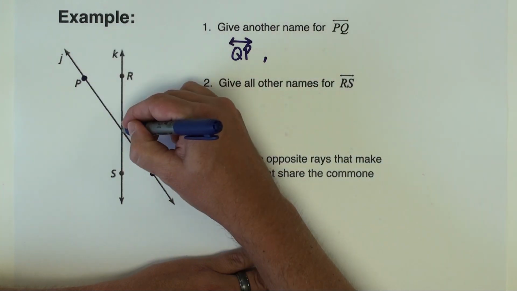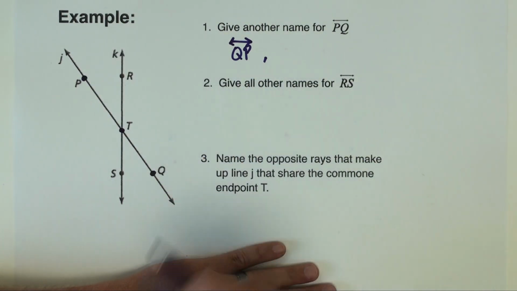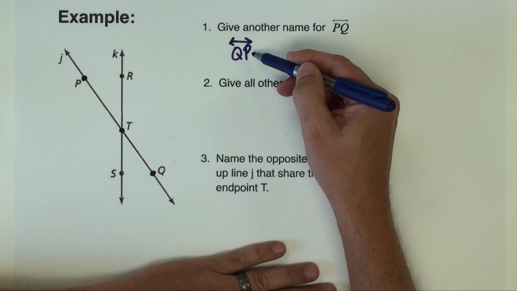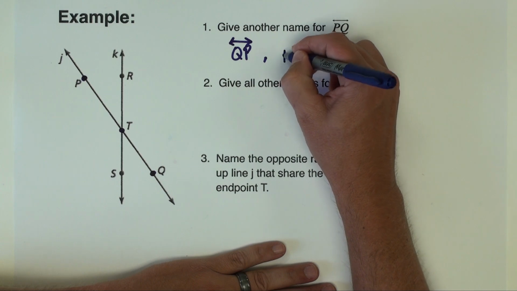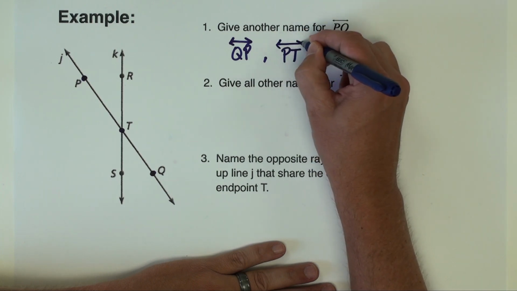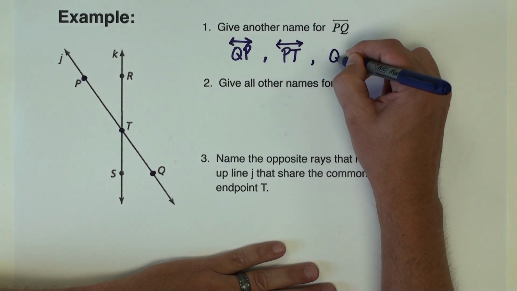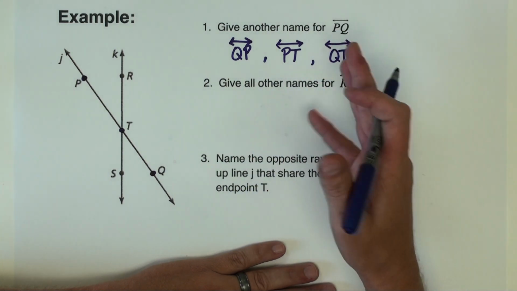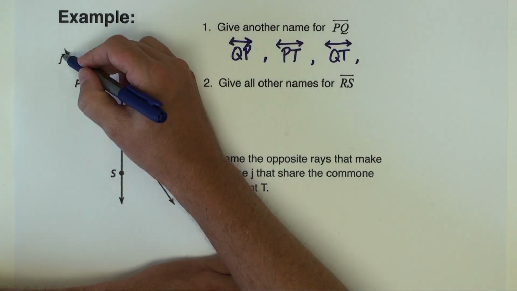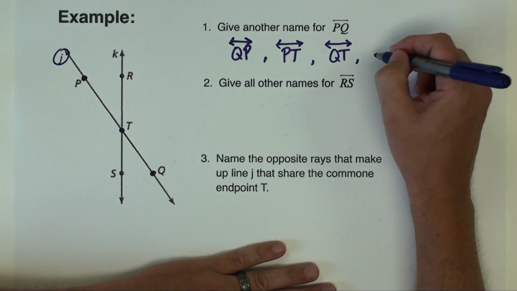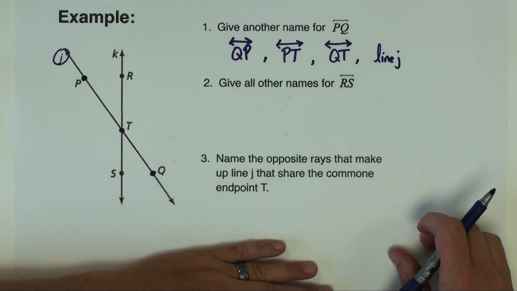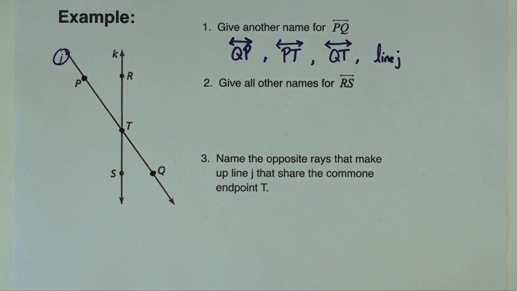There's also this point T. There's no physical dot there, but the intersection of those two lines is a point. So we could use point T in our name. So I could do something like PT, or I could do QT, or I could flip PT and QT, the order of those letters. Or I could also use this letter out at the end, and I could just call this line J. There's lots of possible answers for that particular question.